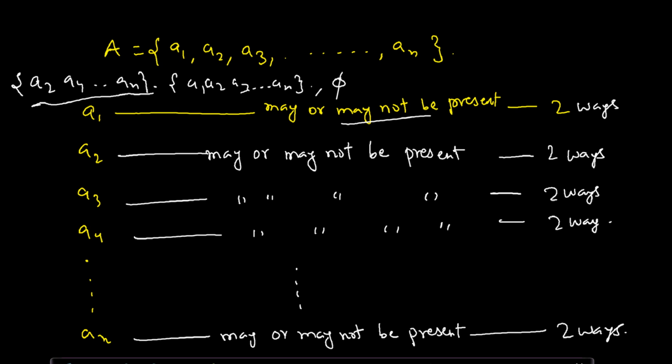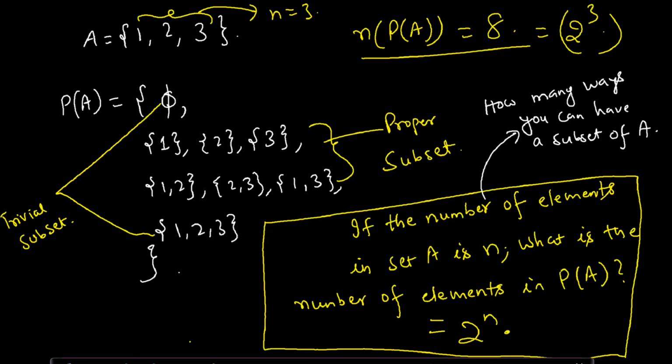So for every possibility, that you include A1 or you may not include A1, how many different possibilities are there? This is equal to nothing but multiplying all of them together. Just multiply them and you will get all such scenarios. This is nothing but 2 into 2, and so on, n times, which is equal to 2 to the power n. If the number of elements in set A is n, the number of elements in the power set of A is 2 to the power n.